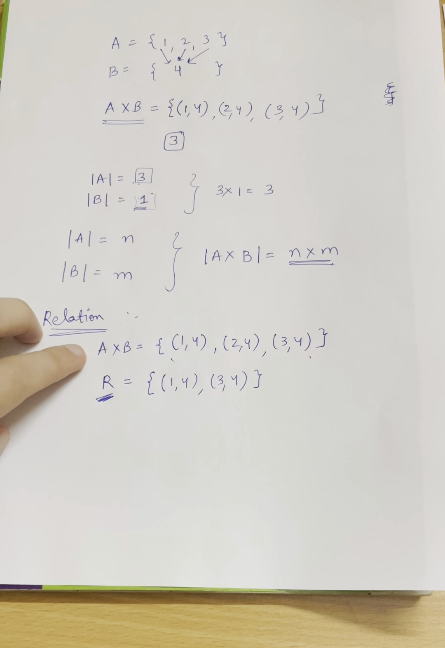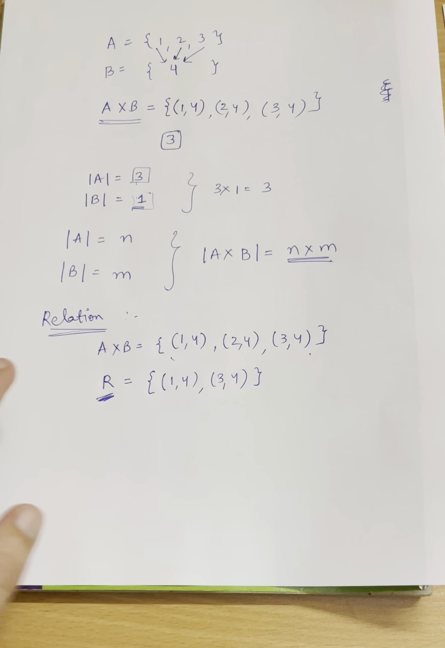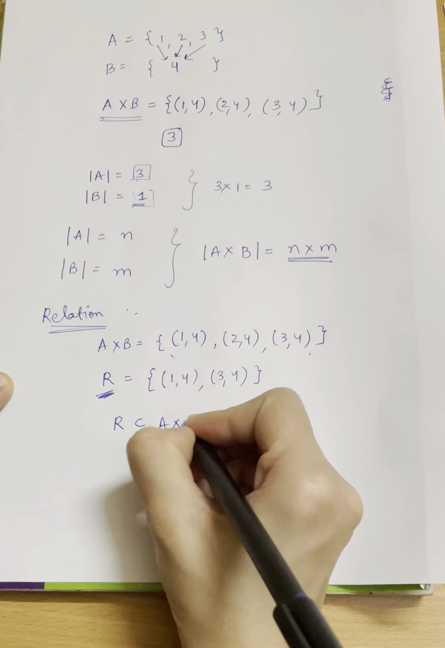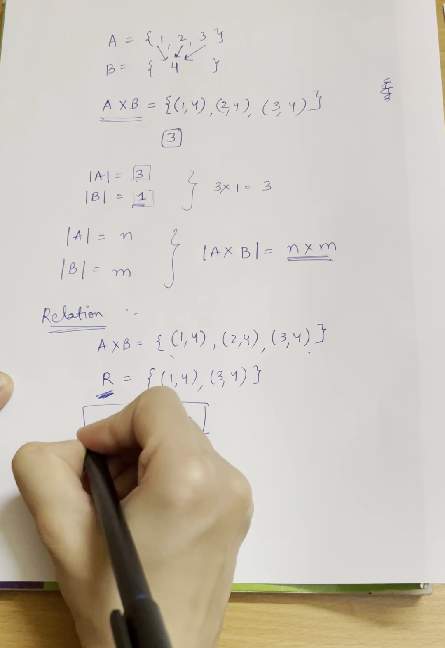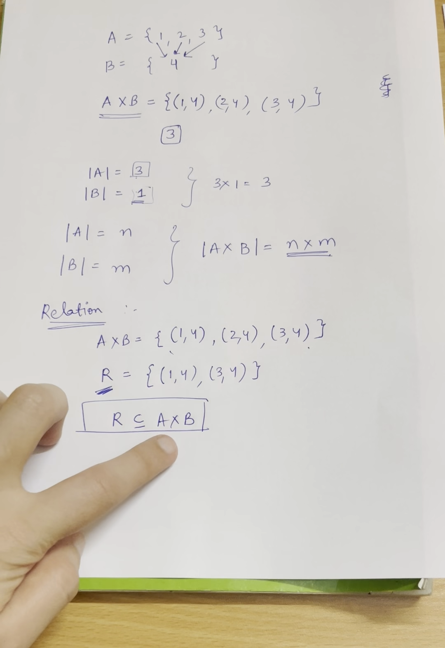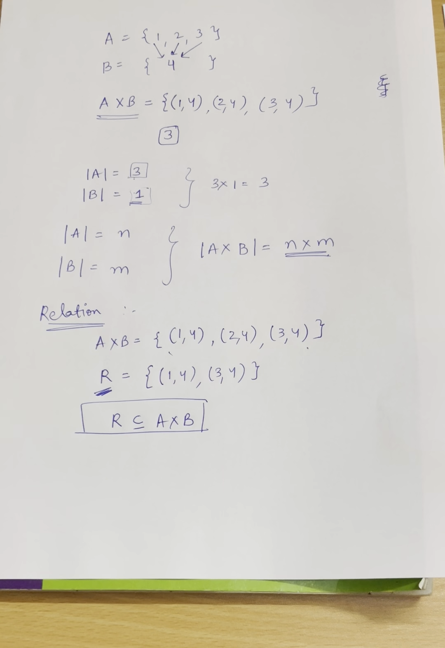Relation is subset of Cartesian product. So here this is my Cartesian product, and I think I can say that this R is a subset of A cross B. Can I say this? So this is relation. So we can say that R is a relation because R is a subset of A cross B.